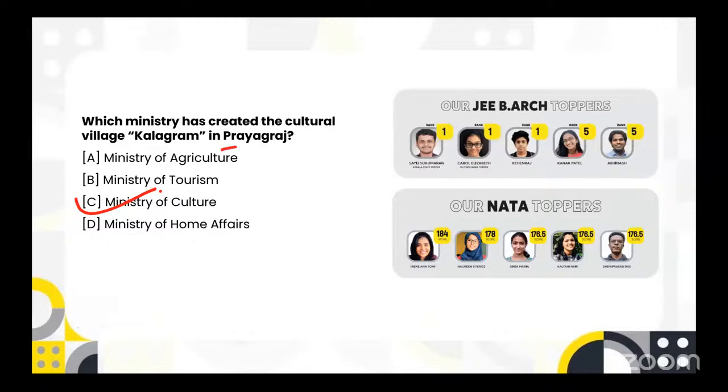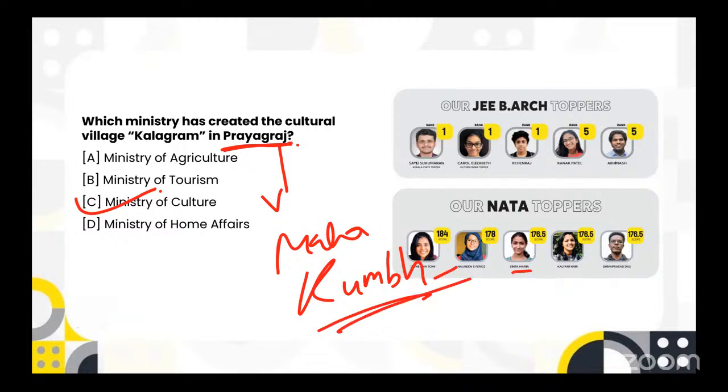We have already discussed what is happening in Prayagraj. It is a Mahakumbh or Kumbh Mela, which is happening in Prayagraj. So they have created a 10 to 24 acre cultural village near the Prayagraj railway station itself. Again, it will be showcasing Indian art, Indian heritage, food, and performances. So many things will be there. That is Kalagram, the model cultural village constituted by the Union Ministry of Culture.